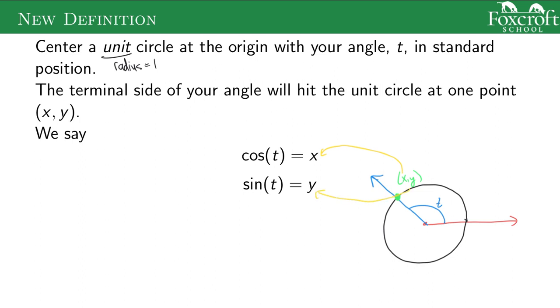So this new definition is what we're going to use for the rest of the unit. But you have to remember cosine is x values on the unit circle. Sine is y values. And it's a little frustrating because normally when we're talking about that, we say sine and cosine. But cosine is actually the one that comes first. Cosine is the x value. Sine is the y value.